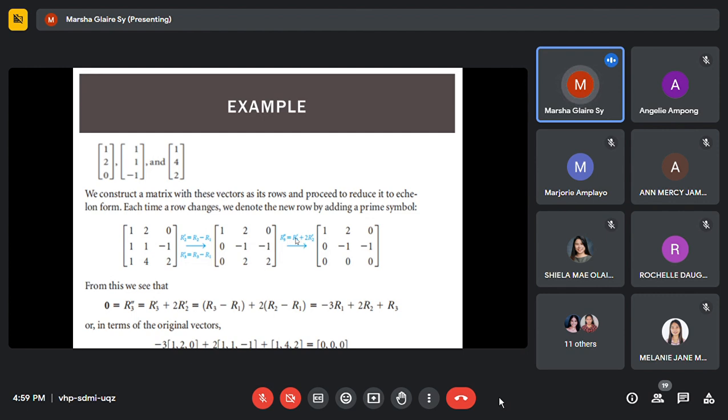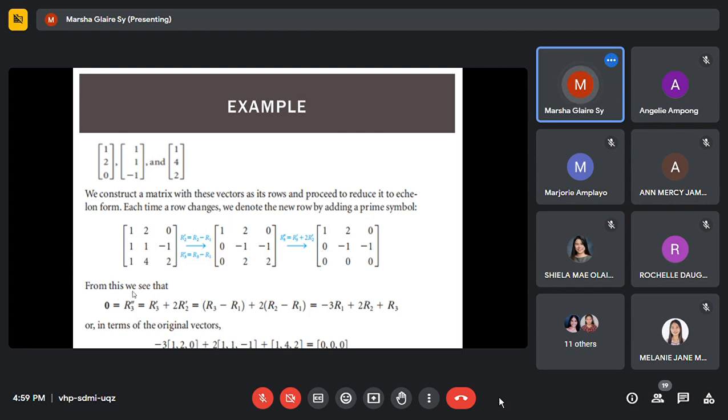And we have here R3 plus 2R2. This is the result if you do this one: 1, 2, 0, 0, -1, -1, 0, 0, 0. So the row 3 is now all zeros.